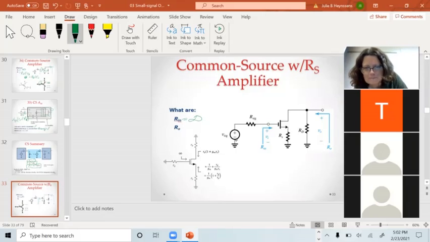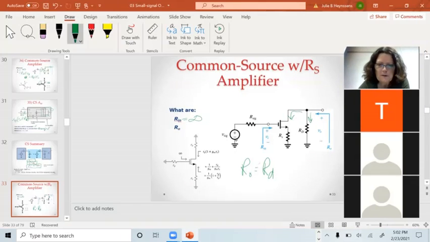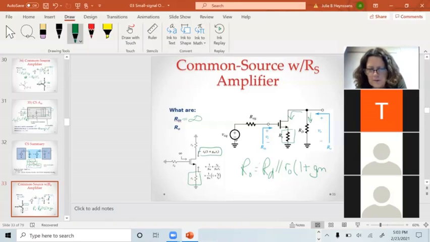This is the harder one. I've got big R_D here, in parallel with the resistance looking into the drain of the transistor. If I use the chart, the resistance looking into the drain is r_o times (1 plus g_m of that transistor times whatever resistance I have on the source), and I've got an R_S there, and this R_S is big R_S.